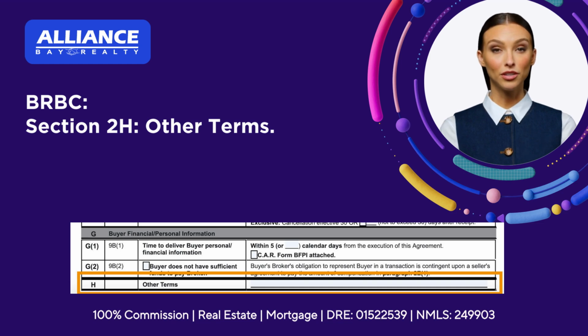Section 2H. Other terms. This is a blank area for custom terms agreed between the buyer and broker, subject to broker and legal approval. H is where you can add any extra terms that your broker and legal counsel approve, things like communication expectations or rules for visiting new construction sales offices. Don't improvise legal language here. Always follow your brokerage's templates and legal guidance.